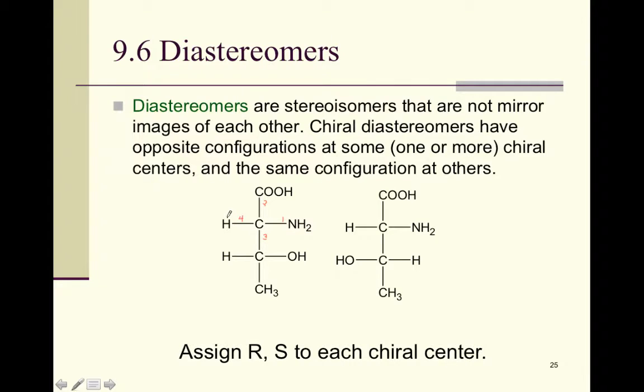Because the hydrogen, the lowest priority, is on the horizontal, it's the opposite of what I see. So I see this going as counterclockwise. So this one right here is actually an R.